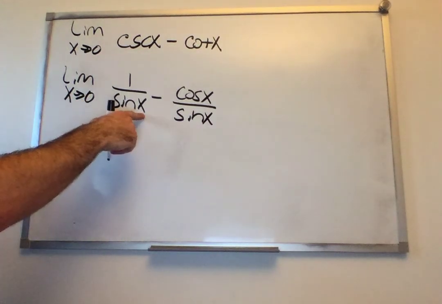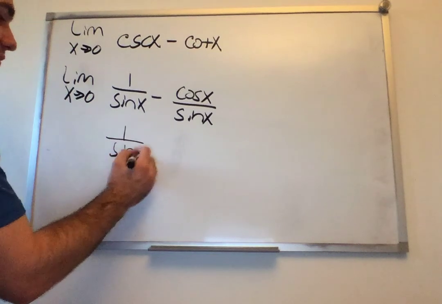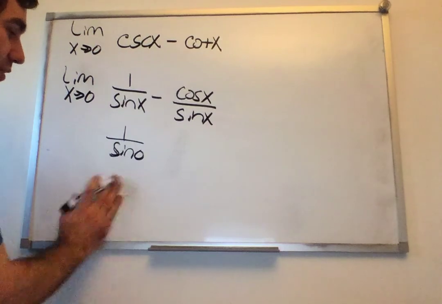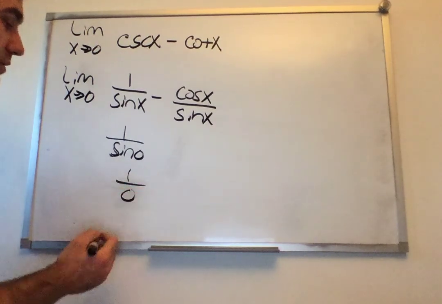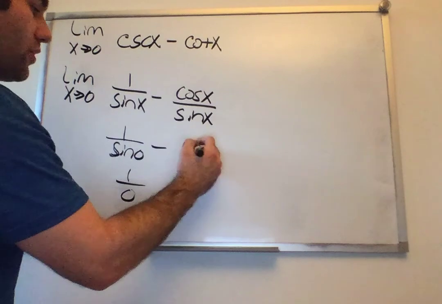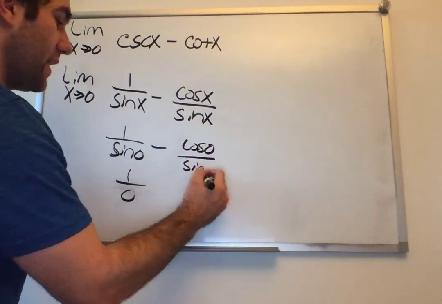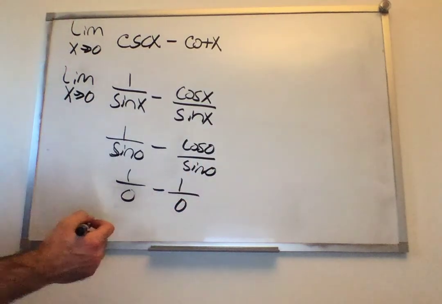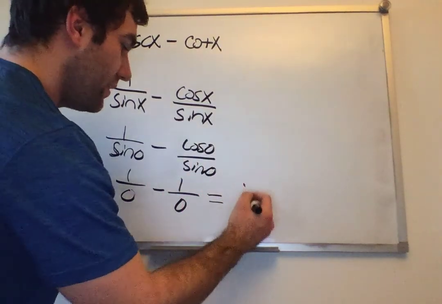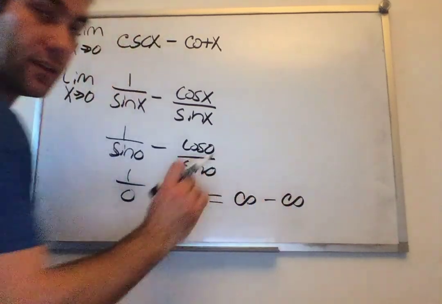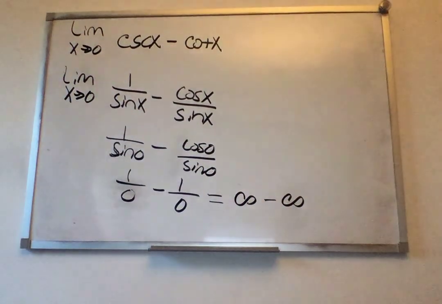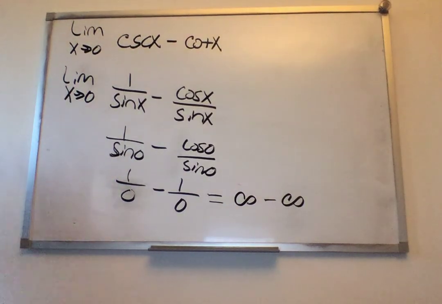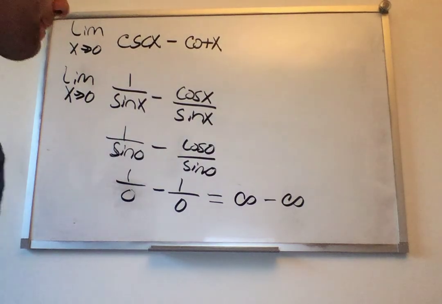If I plug in 0 into here, I get 1 over sine of 0, which is not 0, it's 1 over 0. Minus, we get cosine of 0 over sine of 0. Cosine of 0 is 1, and 1 over sine of 0 is 0, which is infinity minus infinity. This is in a limiting sense. 1 divided by 0 is infinity. So, which infinity is bigger? I don't know.